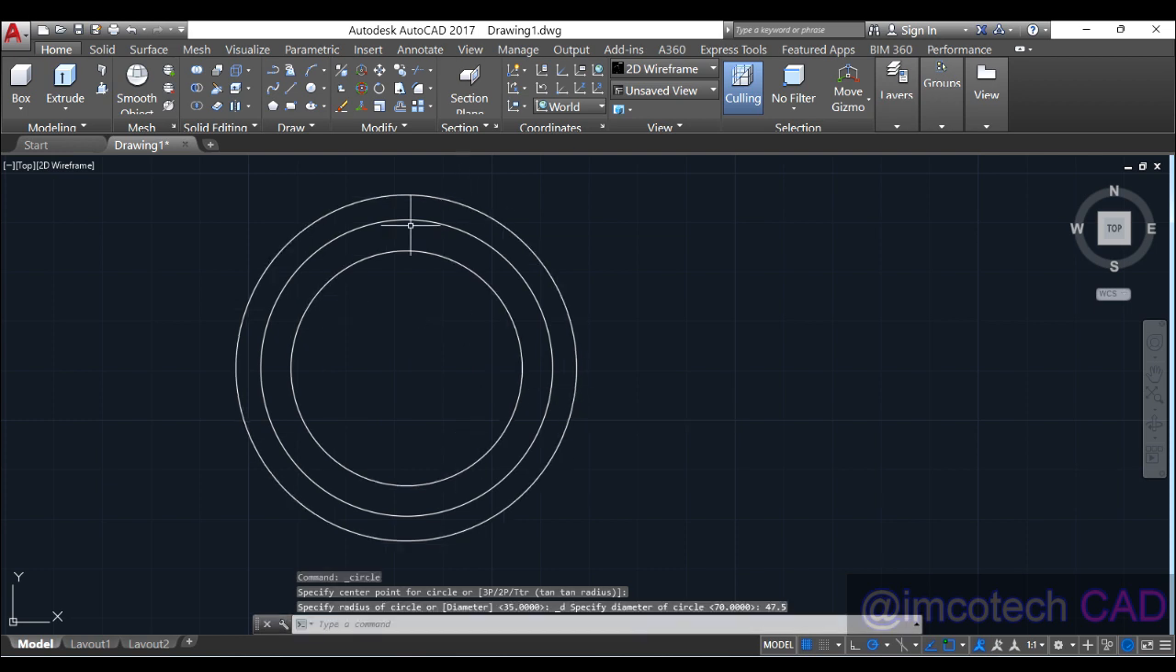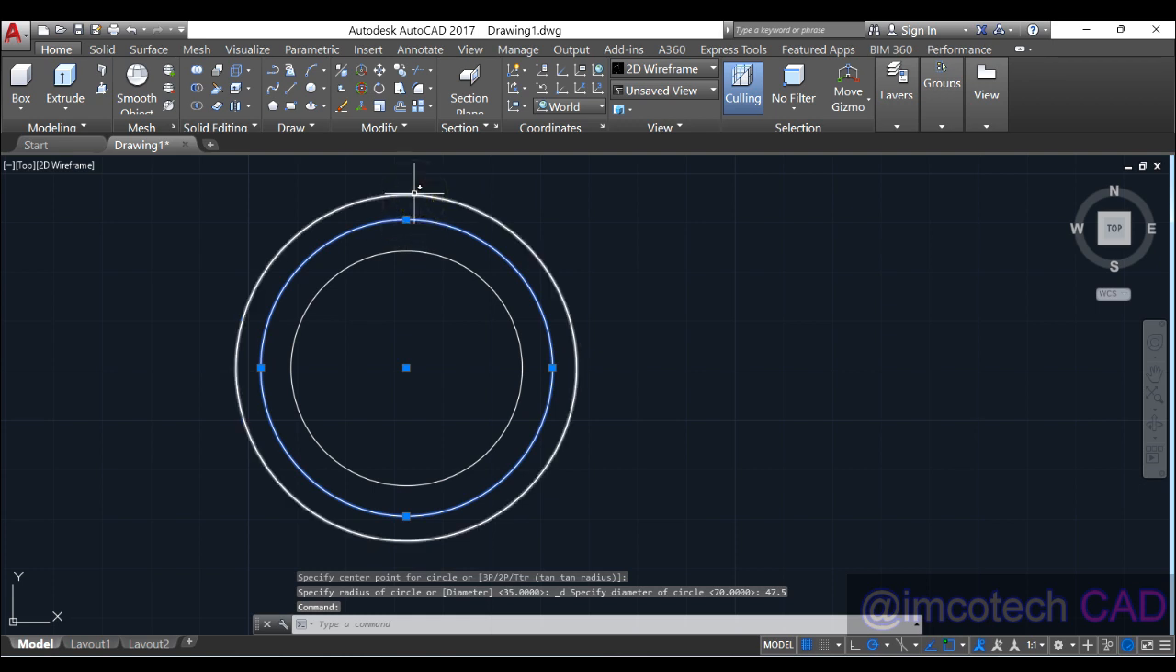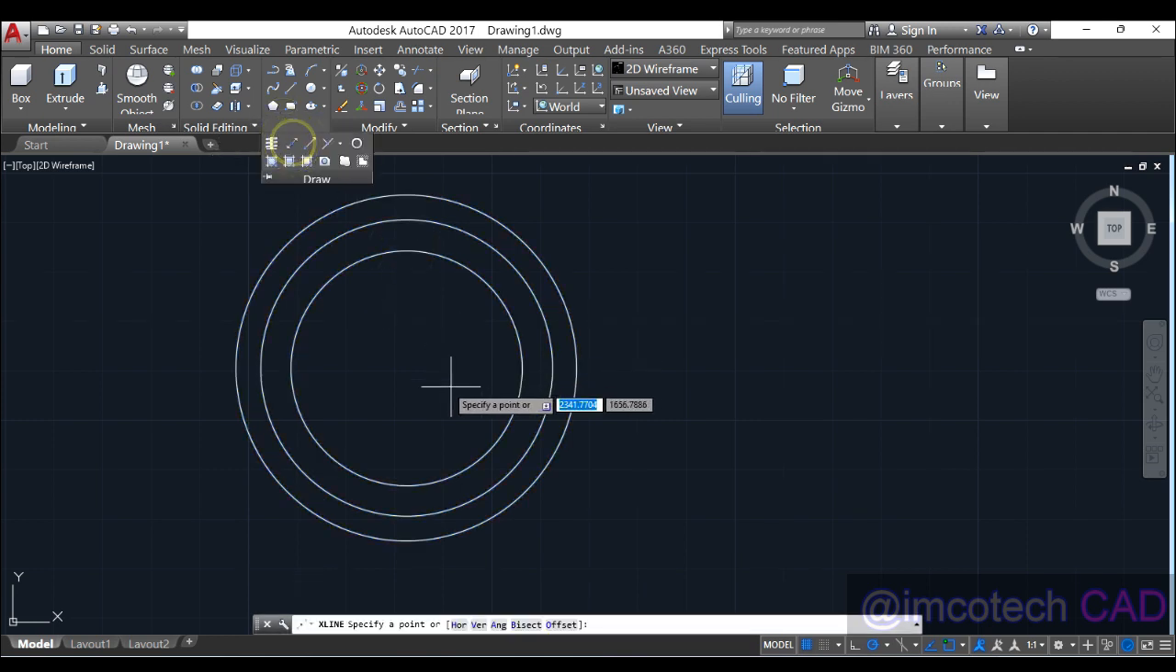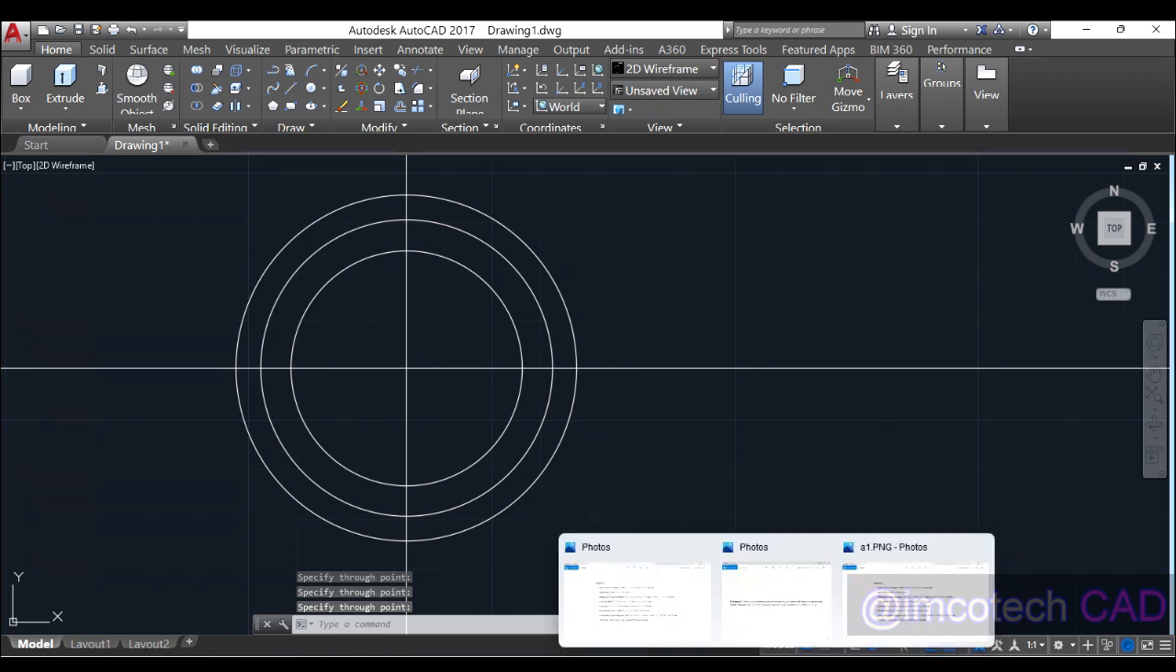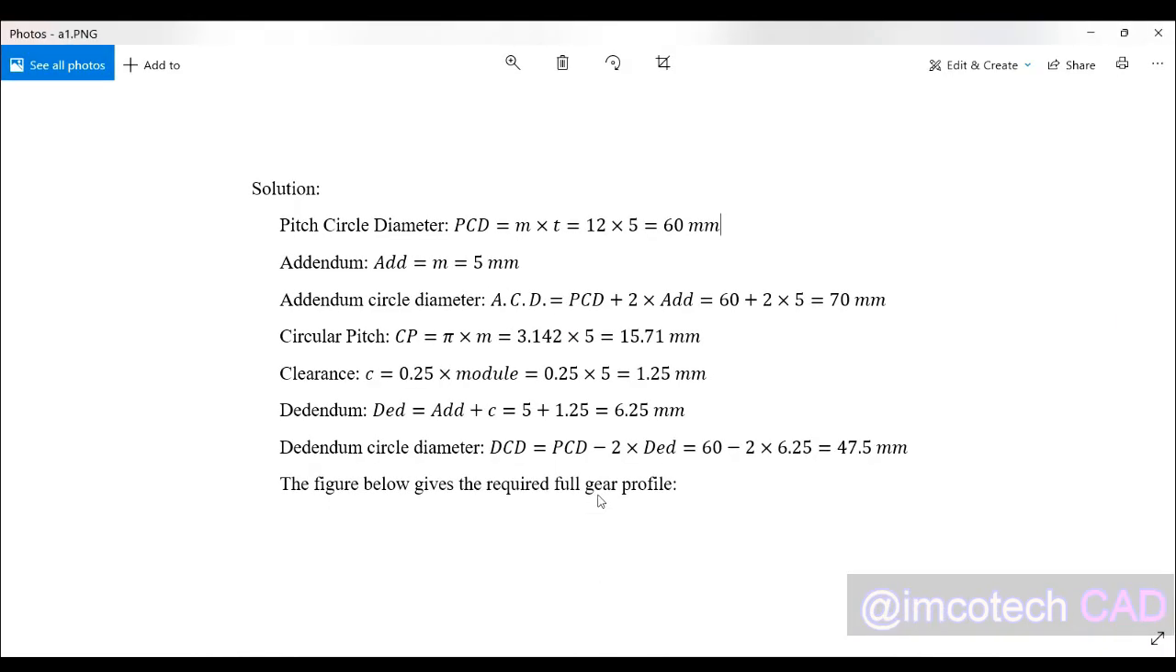Now we're done. We have pitch circle diameter, addendum circle diameter, and dedendum circle diameter, right? So we're going to draw construction lines, horizontal and vertical. So from here now, we are going to look at the number of teeth again. They said the number of teeth is 12, right?